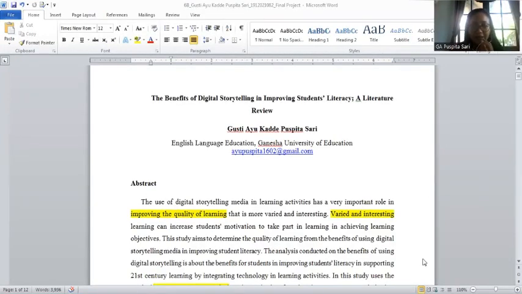So today I would like to present the result of my article. The topic of my article is the benefits of digital storytelling in improving students' literacy. So let's start with the abstract.